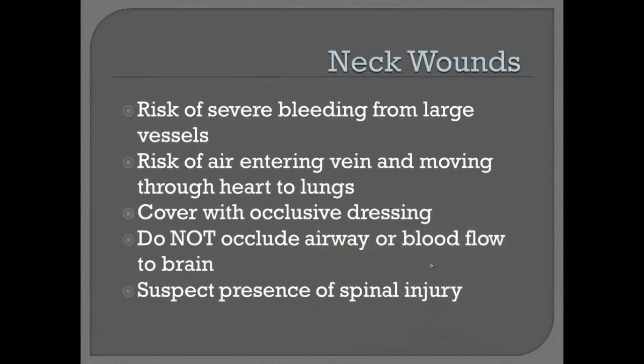Neck wounds, like I mentioned, there's some concerns with neck wounds. There's a lot of vascular structures in the neck, so there's a risk of severe bleeding from large vessels. There's a risk of air entering the vein and moving through the heart to the lungs. So you want to use an occlusive dressing here as well. Do not occlude the airway or blood flow to the brain. So you're going to put an occlusive dressing on. It would be a bad idea to take and wrap gauze all the way around a patient's neck. It's not a good thing to do. You have to be careful and suspect the presence of a spinal injury in the case of neck wounds as well.